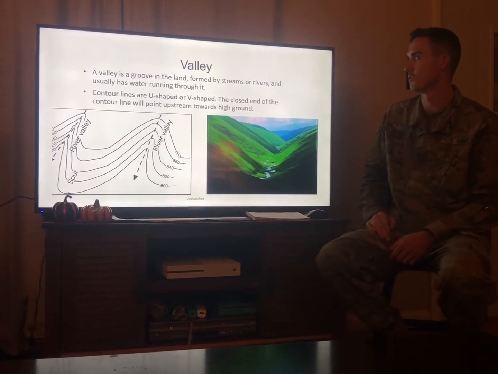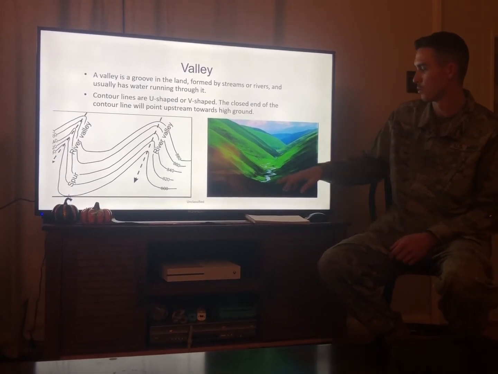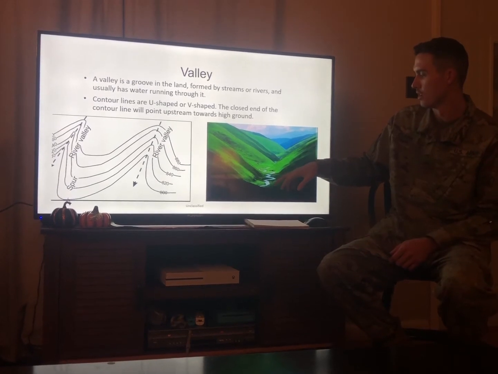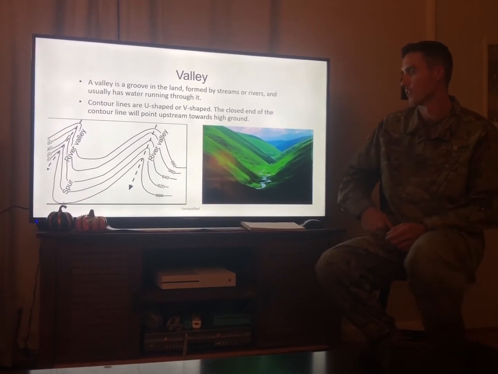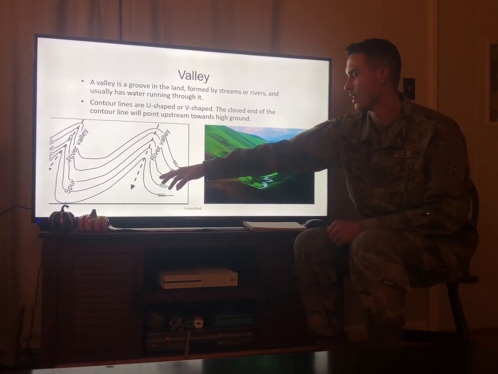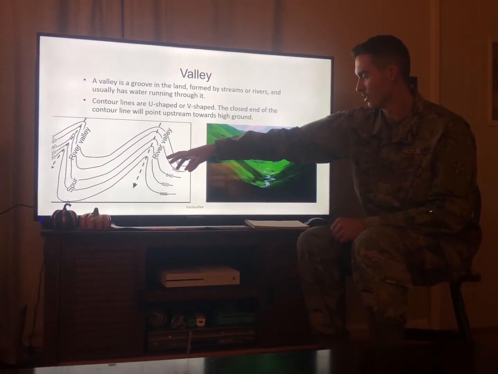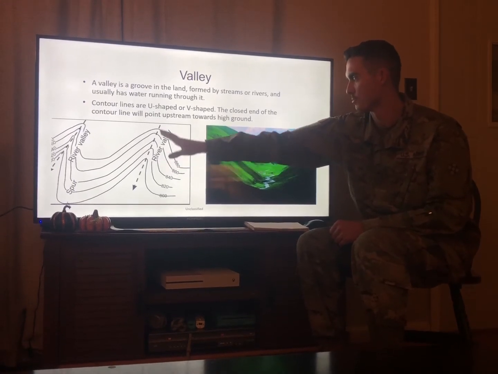The next feature is a valley. It's a groove in the land. It's usually formed by streams of water or rivers running through over an extended amount of time. You can tell by the contour lines on the map, as U shapes or V shapes. The closed point of the contour lines will always face towards the highest part of the ground.